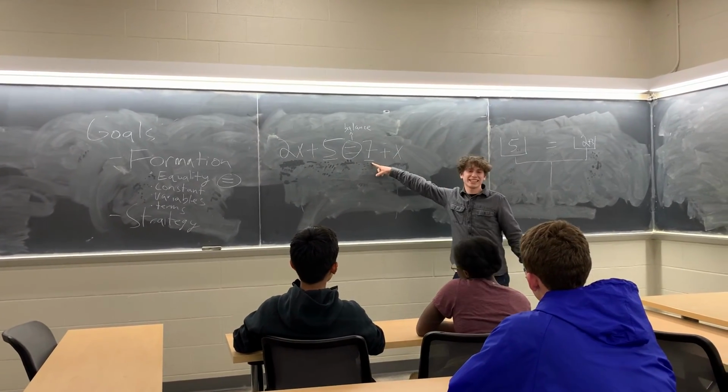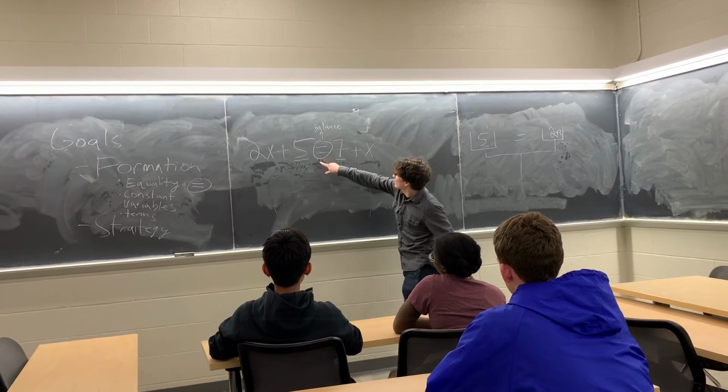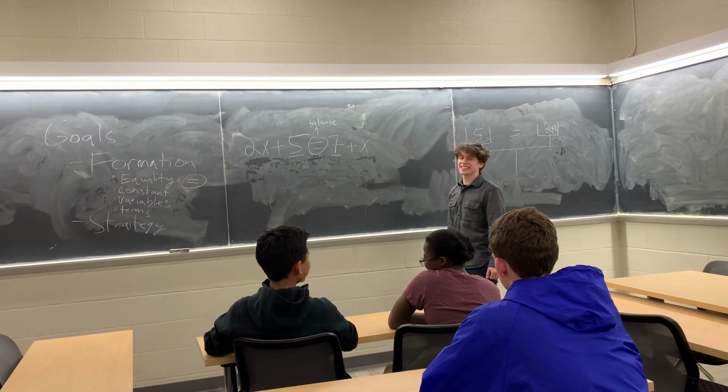Amazing. 7 is a Constant. 2x is a Variable. We have an equal sign. This means Equality. Really good stuff, everybody.